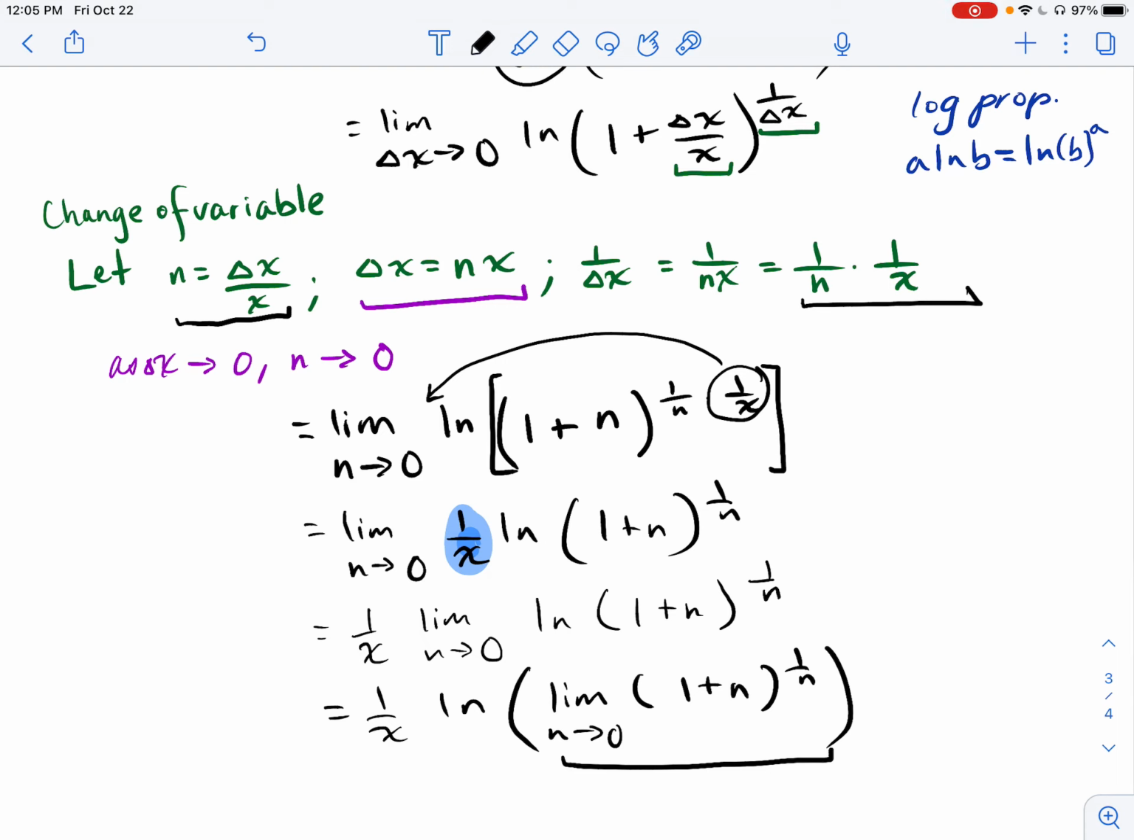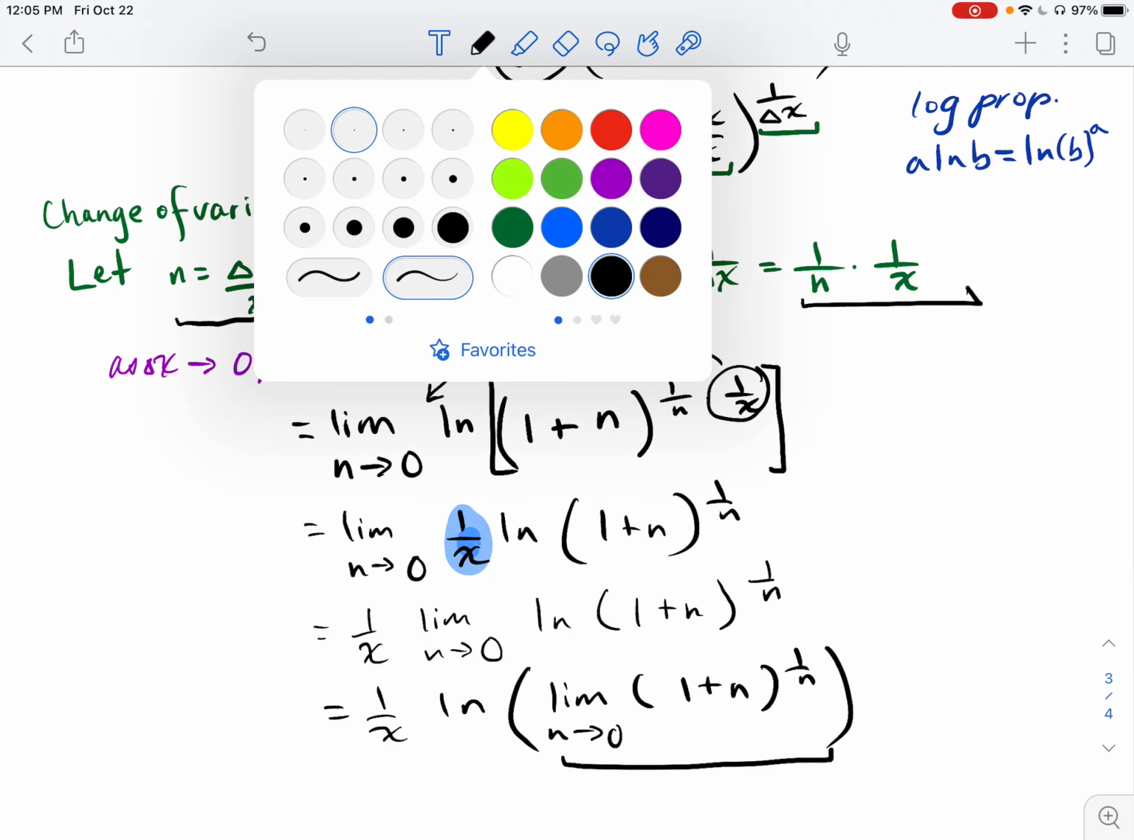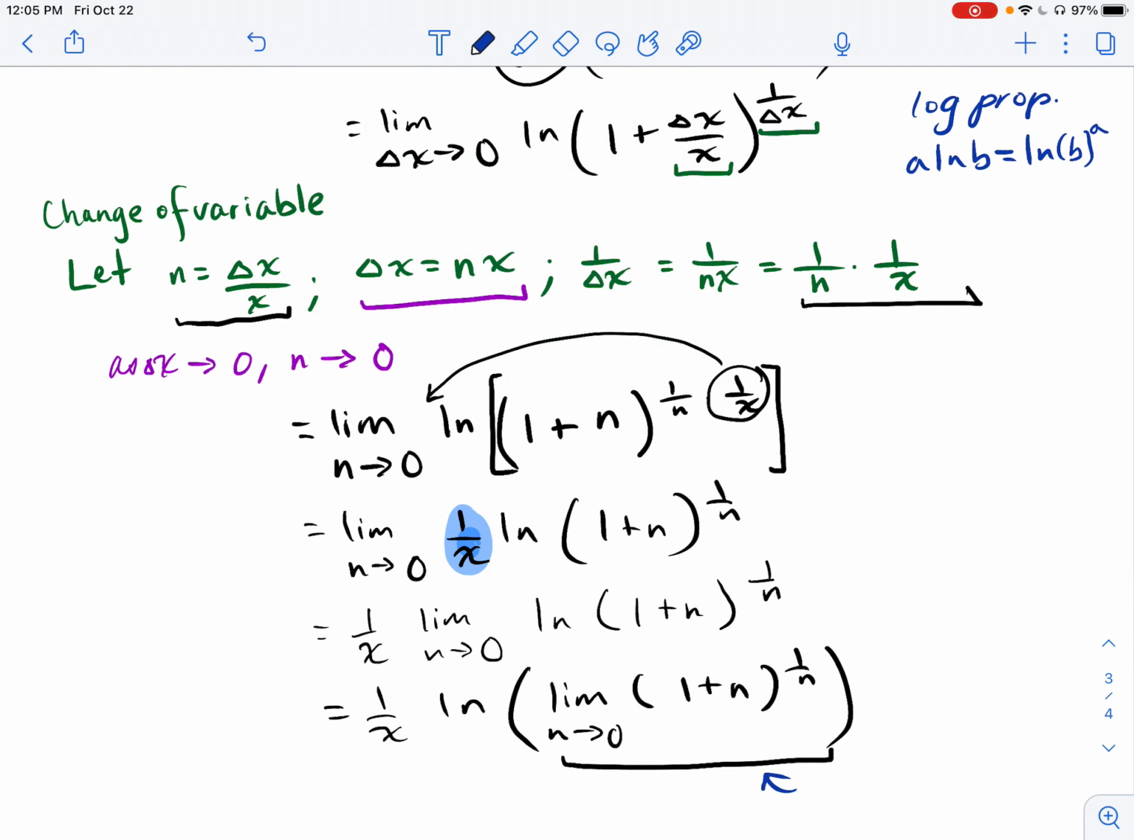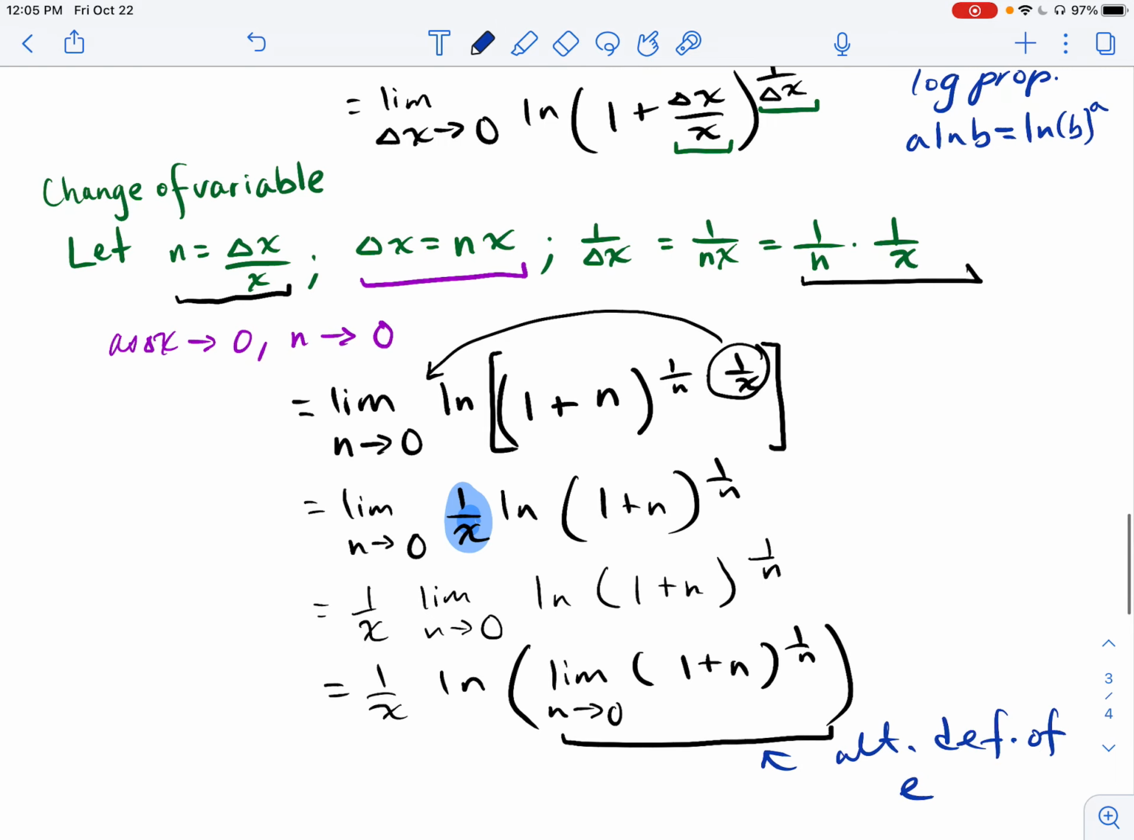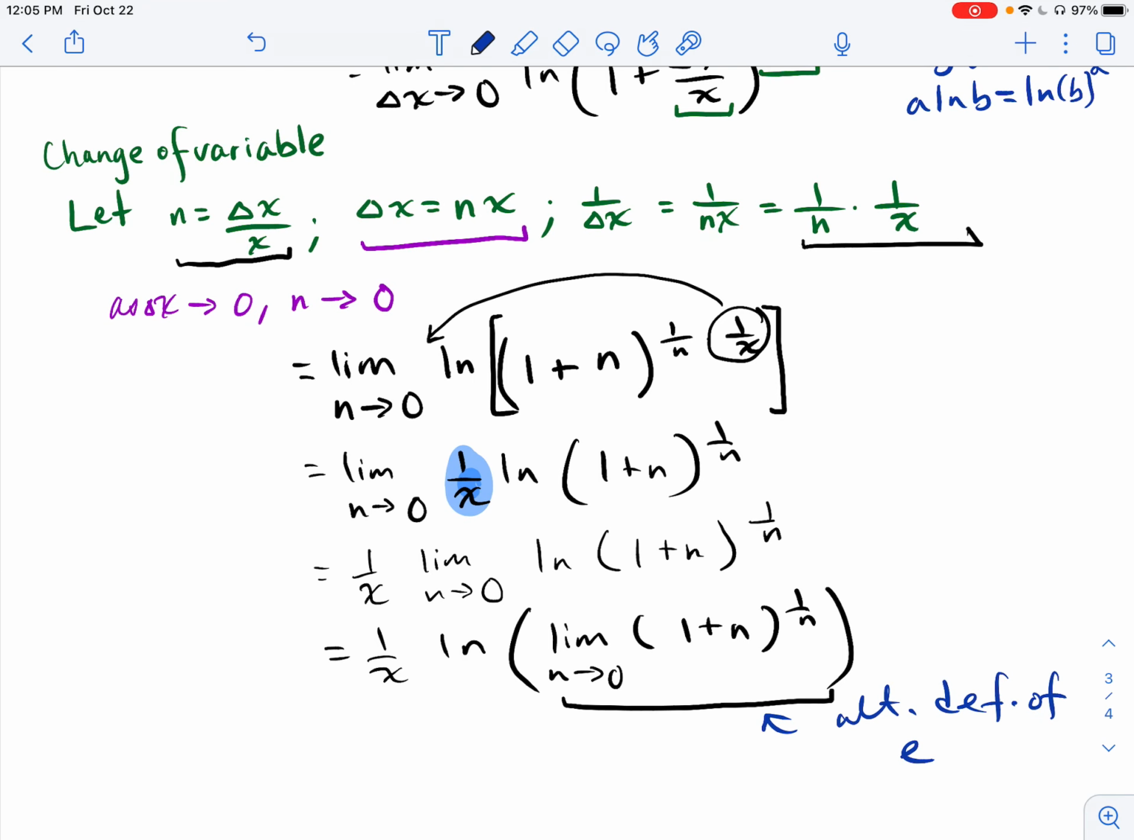And yes, this is the alternate definition of e. This is how we define e. It's one of the ways of defining e. What is 1 plus n raised to the 1 over n power as n gets closer and closer to 0? Well, that's exactly equal to e.